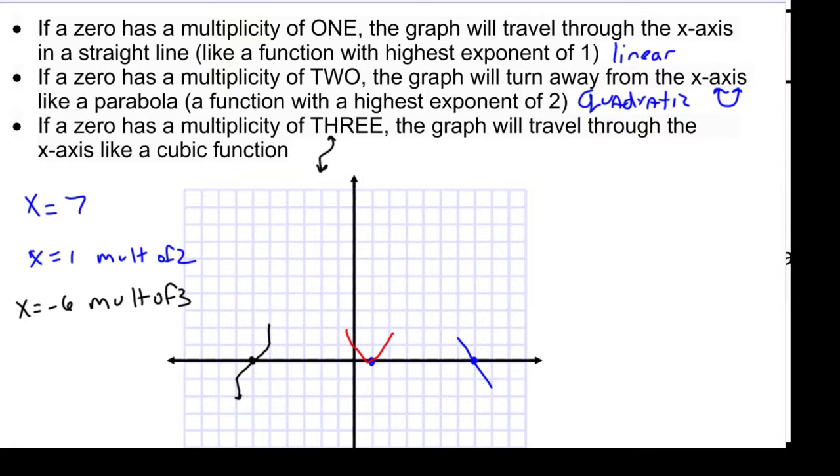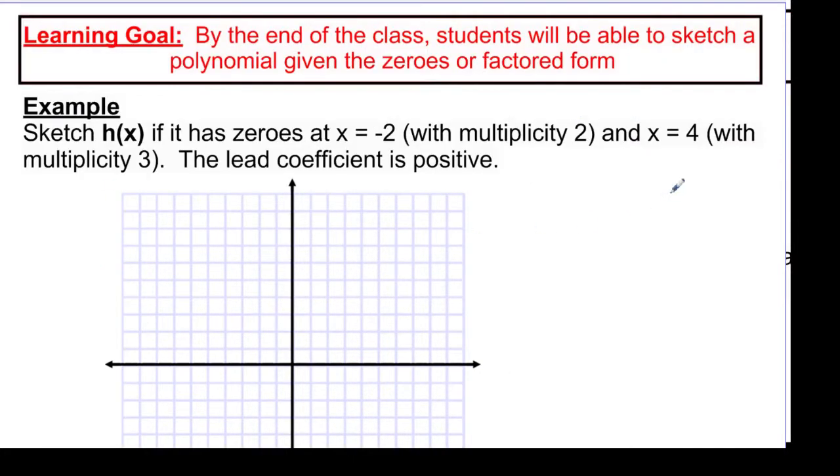So let's take a look at an example and see how this is showing up. Say I have some function h of x, and it has zeros at -2 and 4. For each of these points, x equals -2 has a multiplicity of 2, and x equals 4 has a multiplicity of 3. Here's what we're going to say.